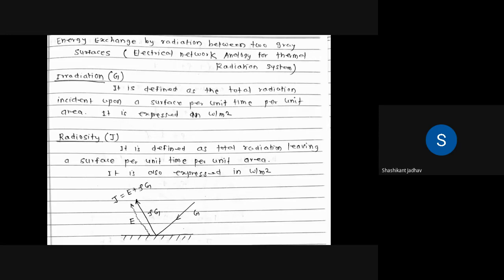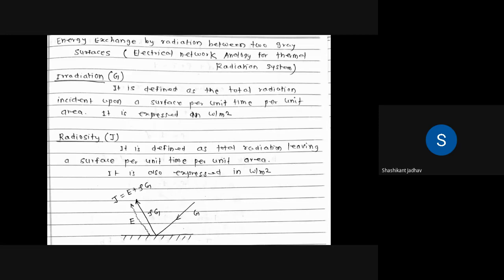It is defined as the total radiation incident upon a surface per unit time, per unit area. It is expressed in watt per meter square.